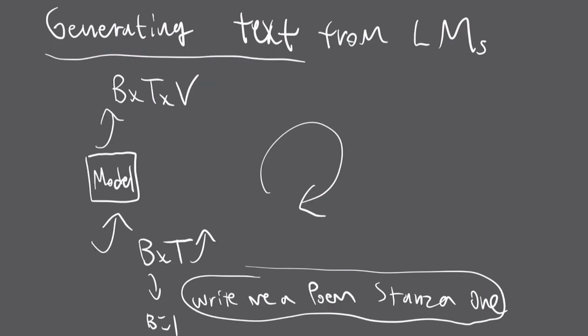And just to make sure this is super clear, after we pass write me a poem stanza 1 into the model, the next token that comes out should hopefully be either the colon operator so that we can start the poem, or the first token in the poem. And then we would keep calling this model repeatedly to generate the entire poem.